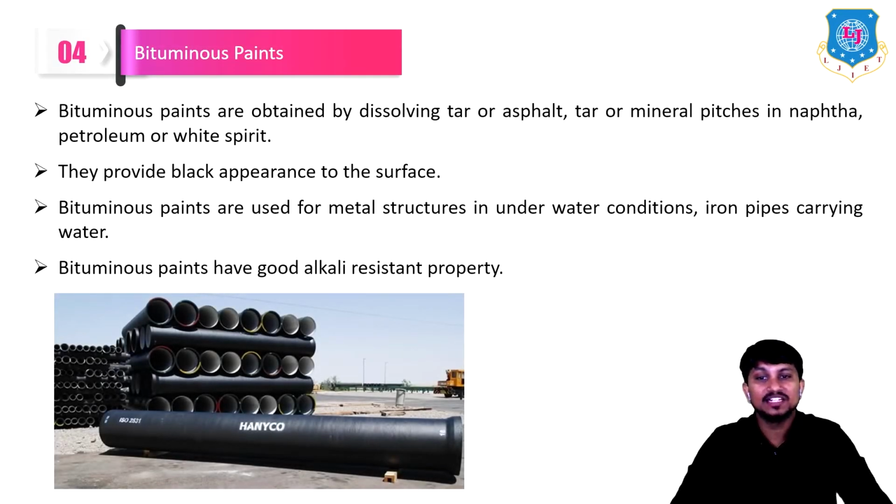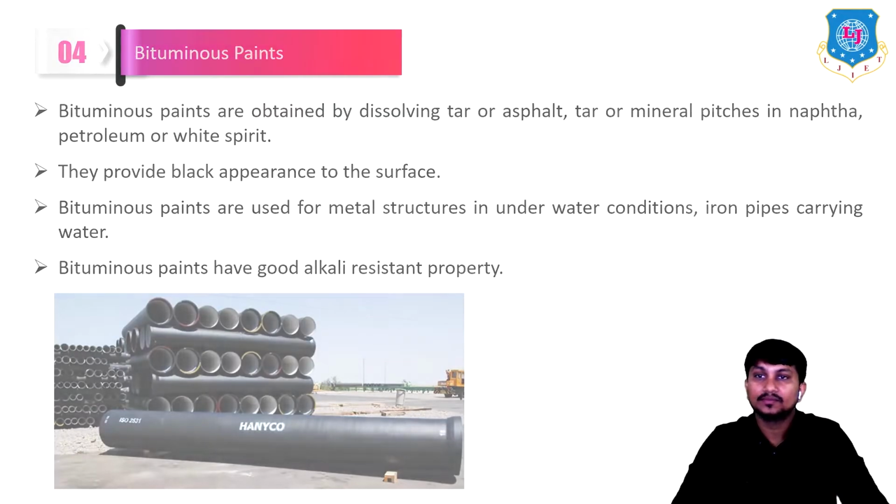Next is bituminous paint. Bituminous paints are obtained by dissolving tar or asphalt, or mineral pitches in naphtha, petroleum, or white spirit. They provide a black appearance like this to the surface. Bituminous paints are used for metal surface structures in underwater conditions and pipes carrying water. Bituminous paints have good alkali resistant property compared to other types of paint.